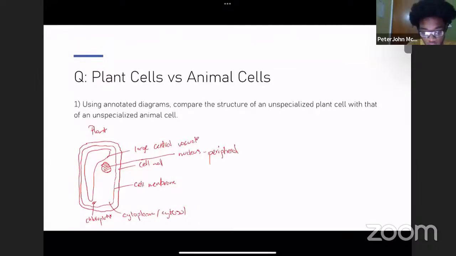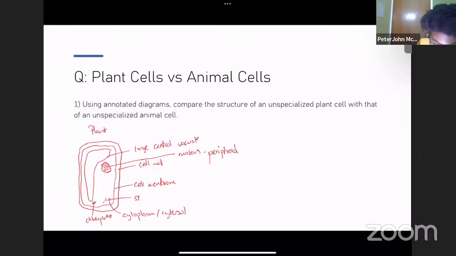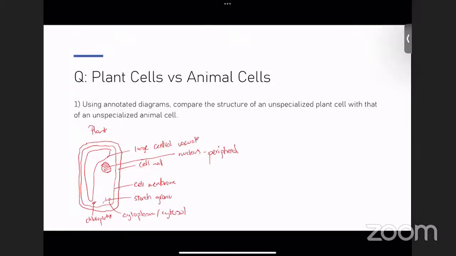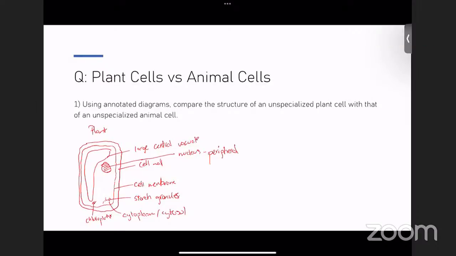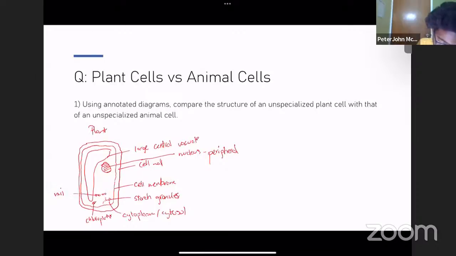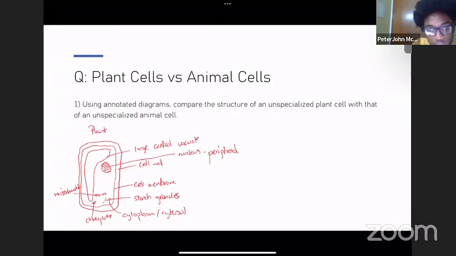All right, so any more organelles? Starch granules. We have the vacuole. Starch granules. Yes, perfect. But that's not an organelle. Anything else? Mitochondria. What else? Ribosomes. Yeah, we have the ribosomes. Give me some more. I'm not gonna draw the ribosomes yet.